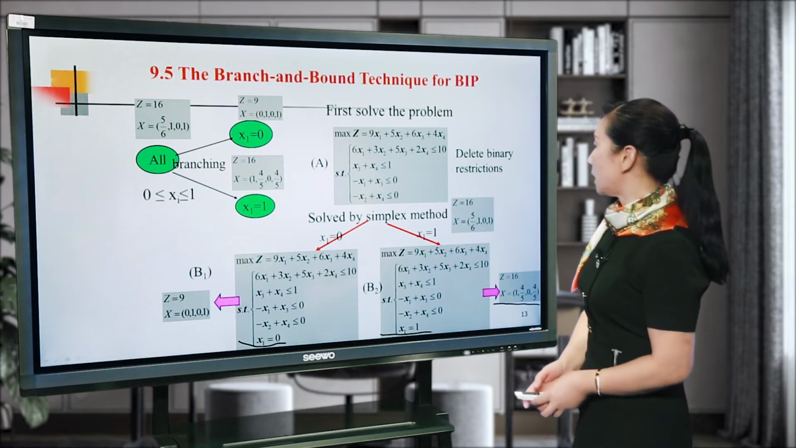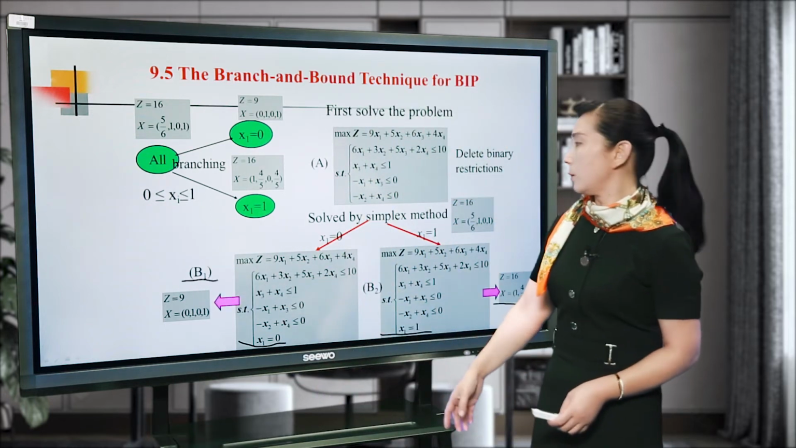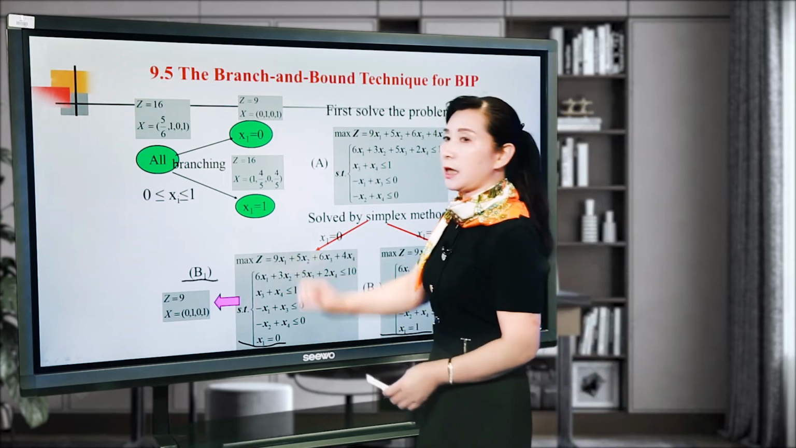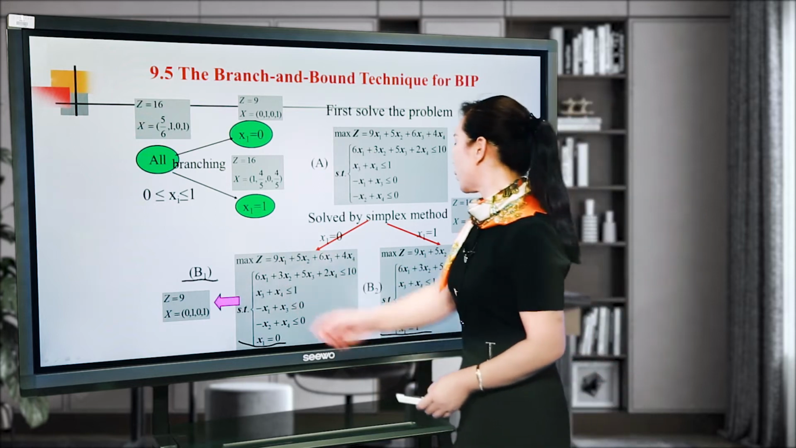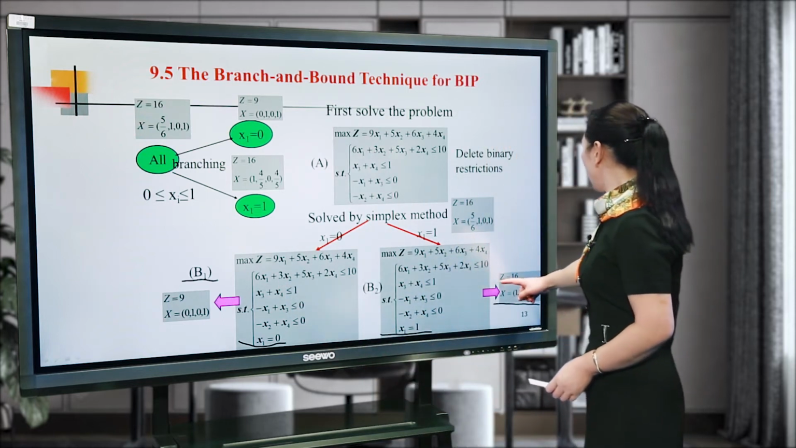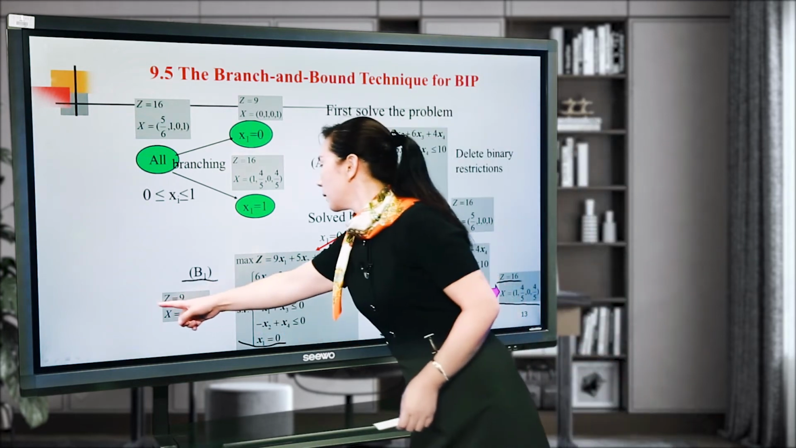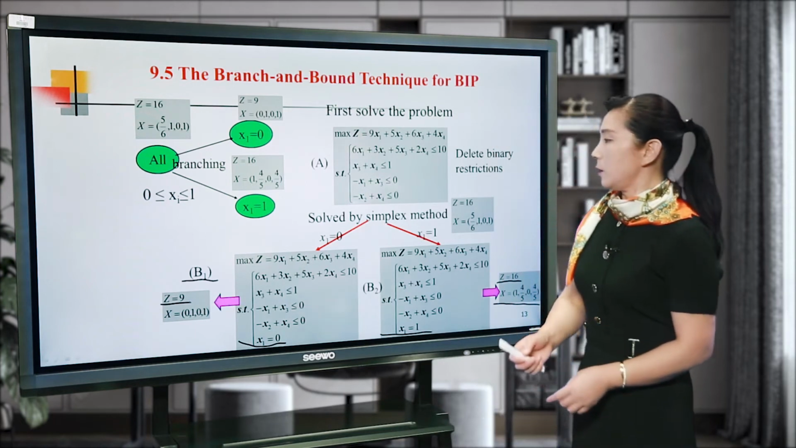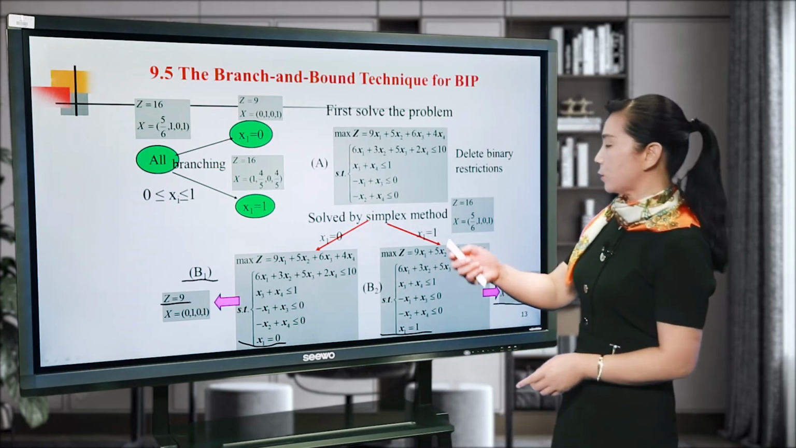And we notice that B1 gives a binary solution, so we could stop here. We get the binary solution, but we notice that the optimal objective function value is greater than Z = 9, so we need to continue branching.